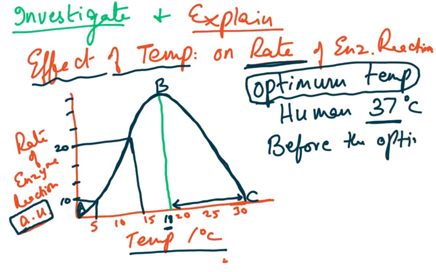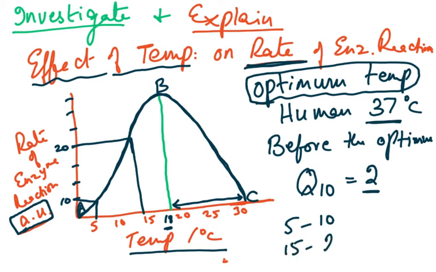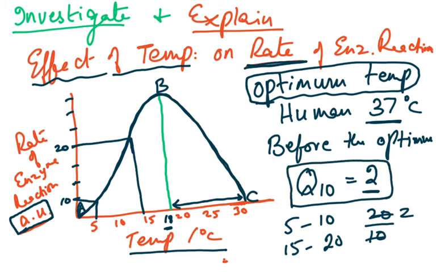for every 10 degree rise, the temperature coefficient, called Q10, is equal to 2. You can see at 5 the rate was 10, at 15 the rate is 20. So 20 over 10 is 2. So for every 10 degree rise in temperature before the optimum, Q10 is equal to 2.